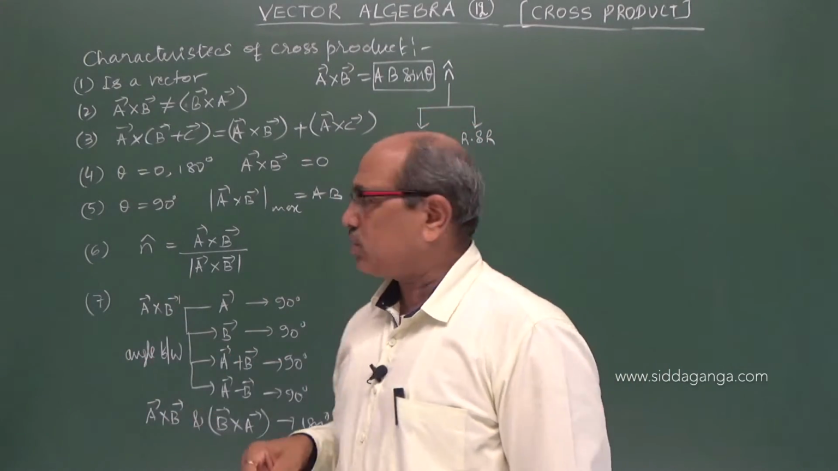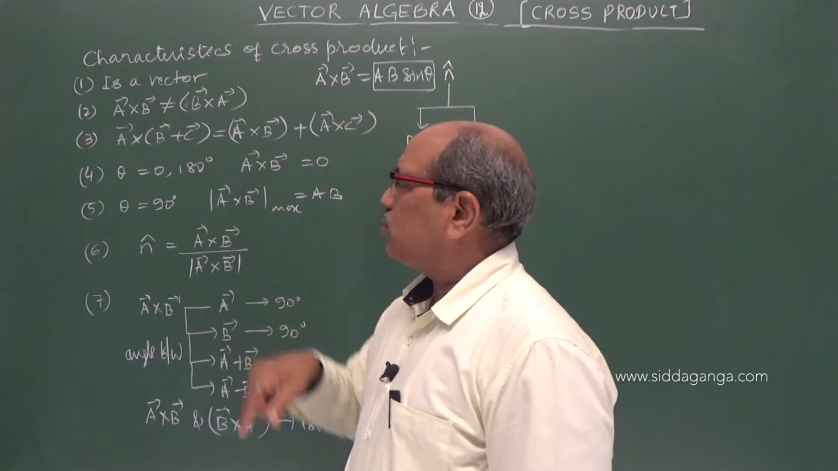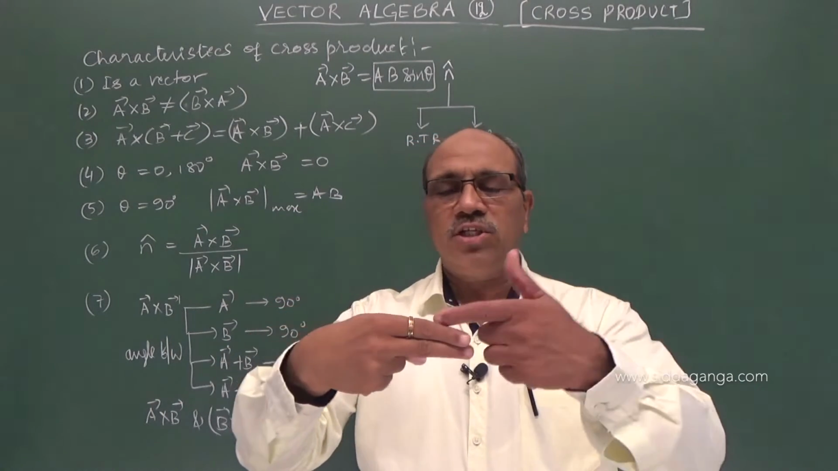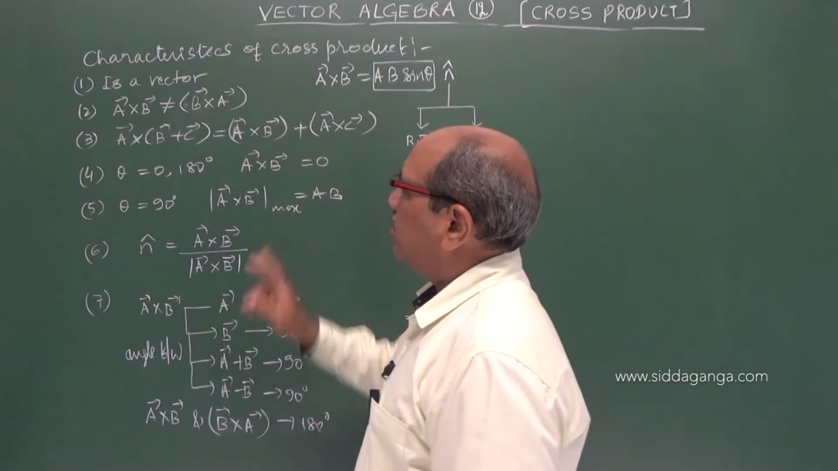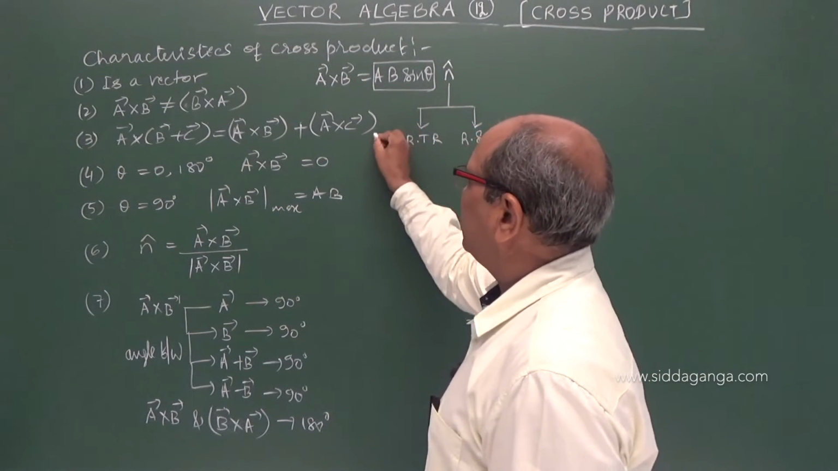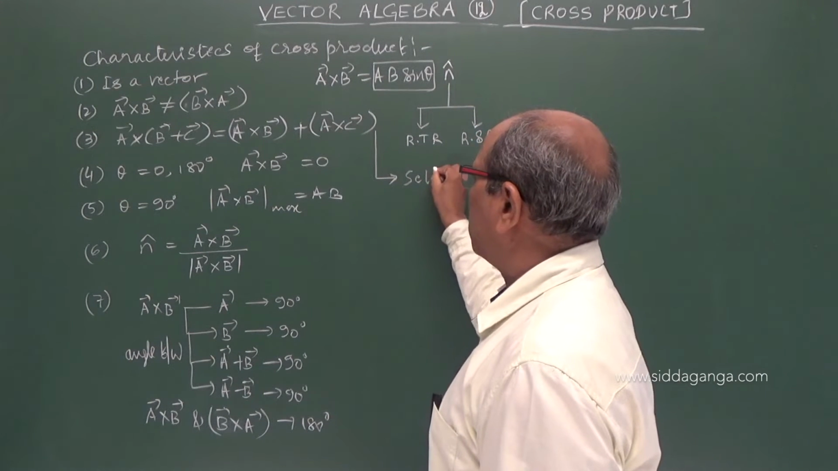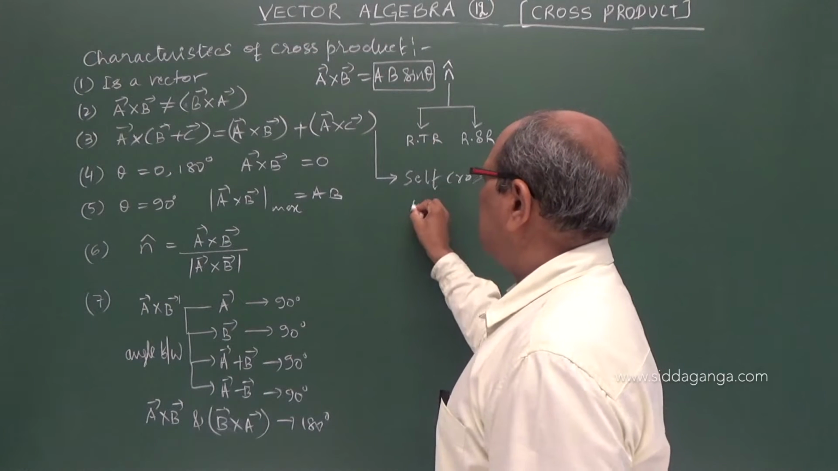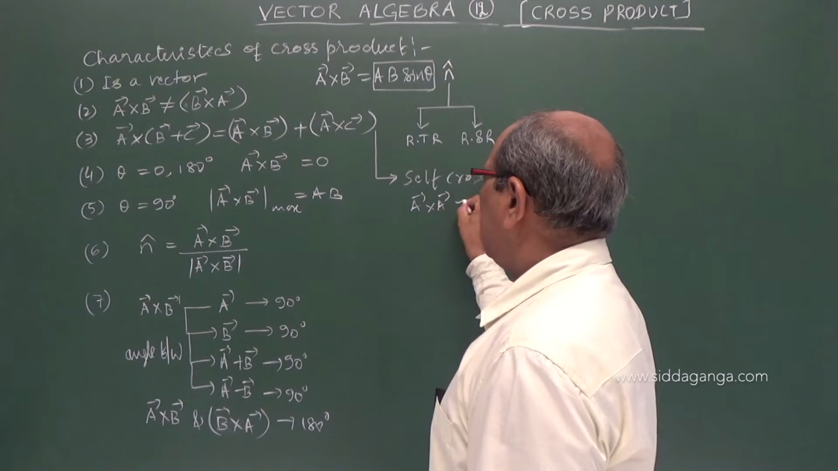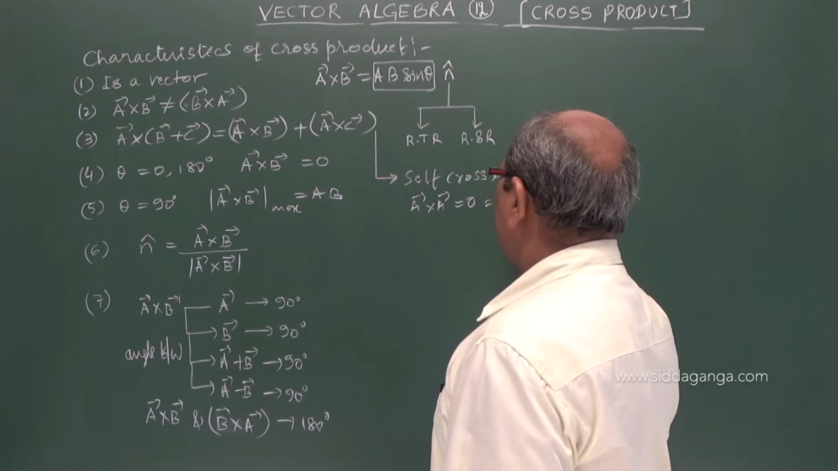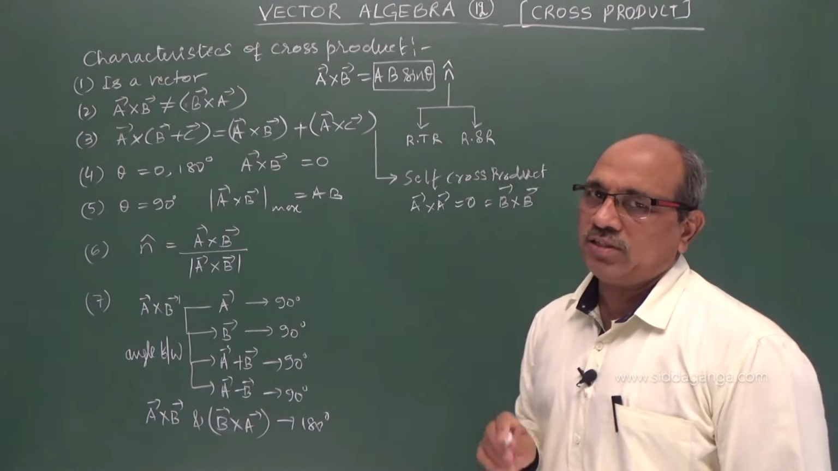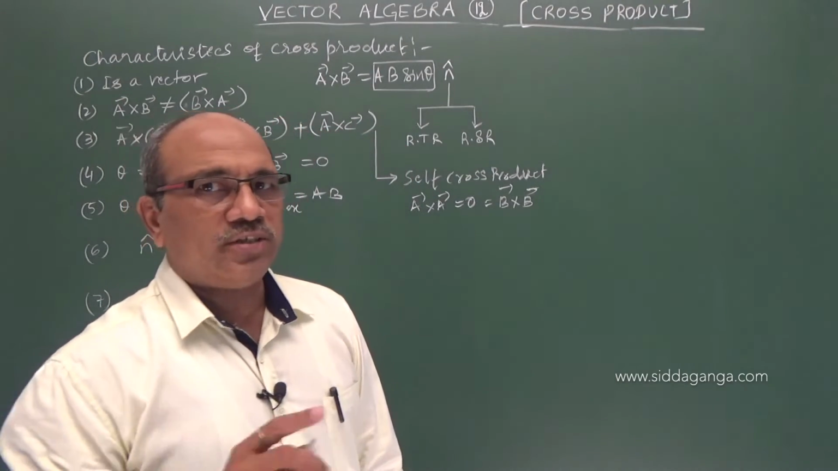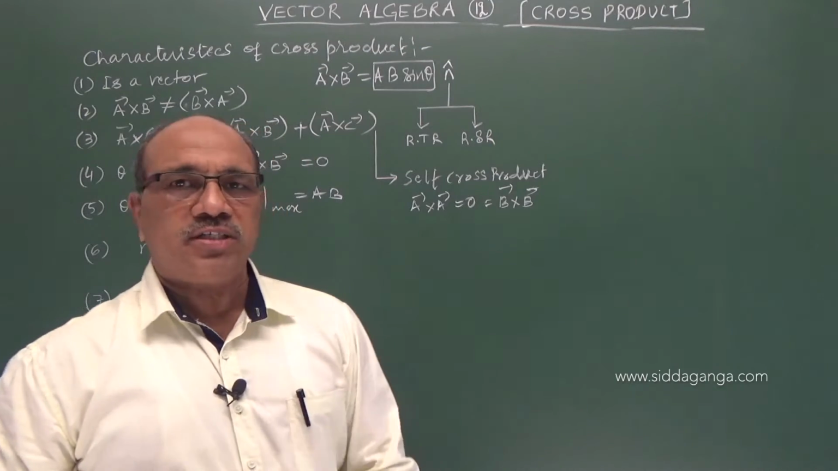Distributive law also fails. And when theta is 0 or 180, the angle between the two vectors becomes 0 or 180, that means the two vectors are acting parallel, then the vector product vanishes. That means I can say, self cross product, A cross A is 0 or B cross B is 0. Self dot product does not vanish, dot product has maximum. A dot A is A square, B dot B is B square. But here it becomes 0. Self cross product is 0.